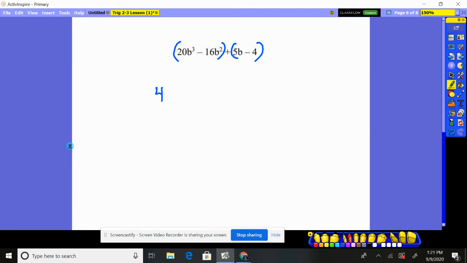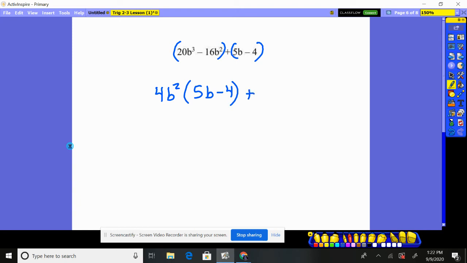A 4 can factor out, a b cubed, b squared, a b squared comes out. So 4b squared is the largest piece that can come out of those two in the first grouping. 4 times 5 gives me the 20. B squared times a b gives me back my b cubed. Minus 4 times 4 is a 16. So there we are. Plus, now here, 5b minus 4.